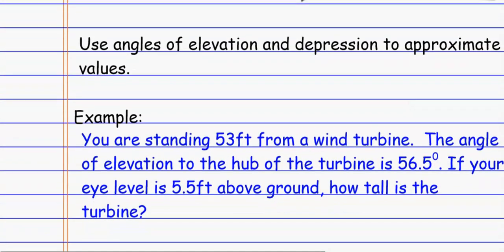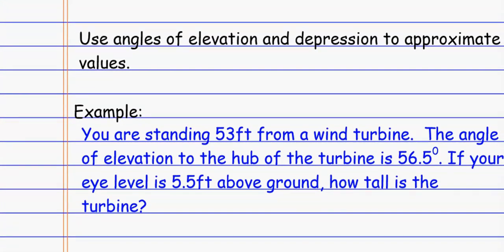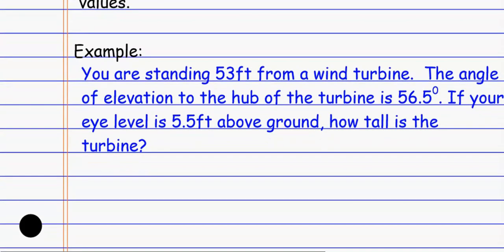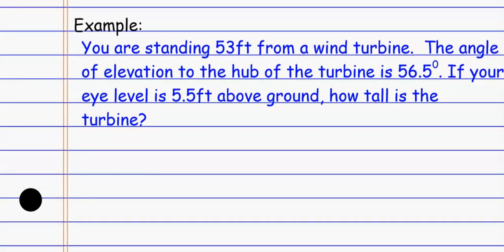And we'll use our trig functions, our trig ratios, to come up with some of those things. For example, you're standing 53 feet from a wind turbine. The angle of elevation to the hub of the turbine, which is like the center of it where the thing spins, is 56.5 degrees. If your eye level is at 5.5 feet above the ground, how tall is the turbine?